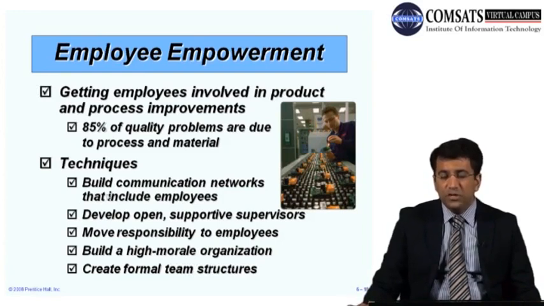We should build communication networks that include employees. We should develop an open, supportive relationship between supervisors and our employees. We should move responsibility to employees. Along with the authority, we should also transfer the responsibility to our employees. Build a high morale organization, create a formal team structure. So class, so important is employee empowerment. Rather than directing our employees, rather than having an authoritarian style, we should participate with the employees. We should give the authority to our employees so that they can take better decisions, especially related to quality management within the organization.